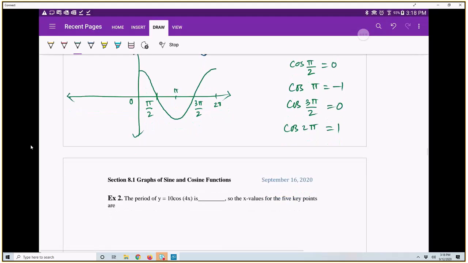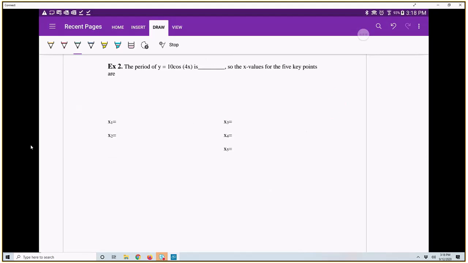So let's go ahead and work out this problem. This time the function is y equal to 10 cosine 4x. It's pretty similar. We can first talk about the amplitude of this function. The amplitude is going to be the absolute value of a, just like sine. So this is the absolute value of 10, so 10 units. Instead of 1 and negative 1, it should be 10 and negative 10.